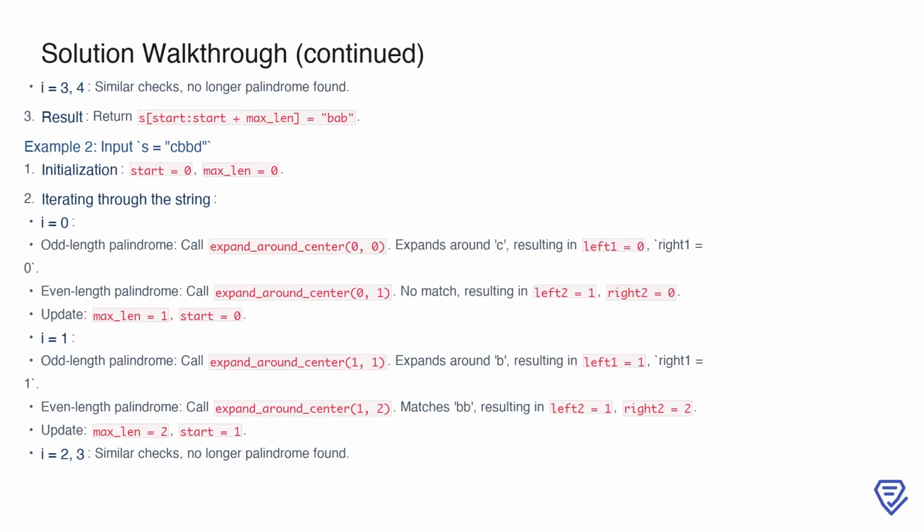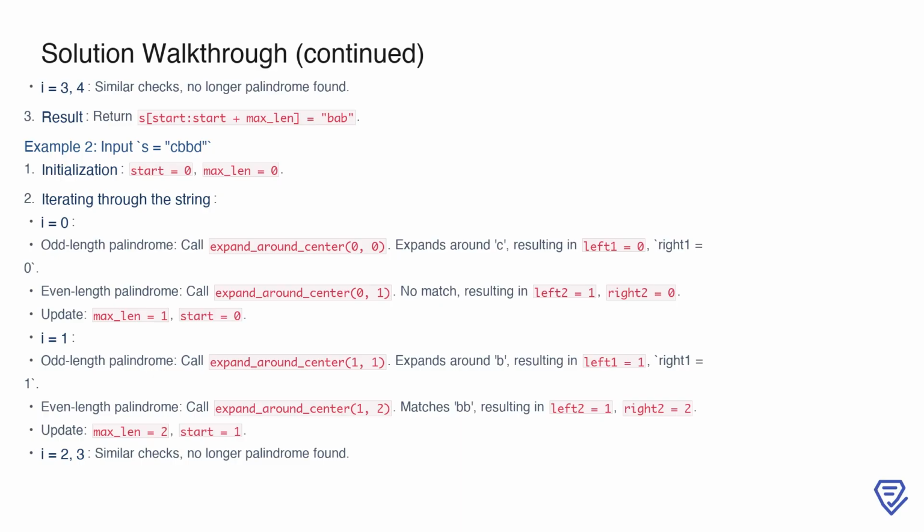Now, let's explore a second example with the input string s equals cbbd. We begin by initializing start equals 0 and max_len equals 0. At i equals 0, the odd-length check with expand_around_center, 0, 0, expands around c, resulting in left1 equals 0 and right1 equals 0. The even-length check with expand_around_center, 0, 1, finds no match, with left2 equals 1 and right2 equals 0. We update max_len to 1 and start to 0.